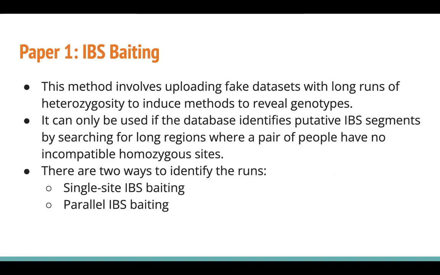And so the main tool used in the construction of these fake IBS segments is assigning every uploaded site in the region to be heterozygous. And so these runs will be identified as IBS with every genome in the database using the phase-unaware methods. And so there are actually two ways to do this: the single site IBS baiting and then the parallel IBS baiting.